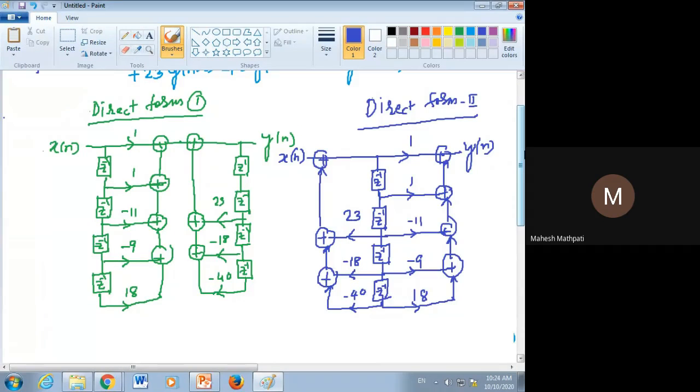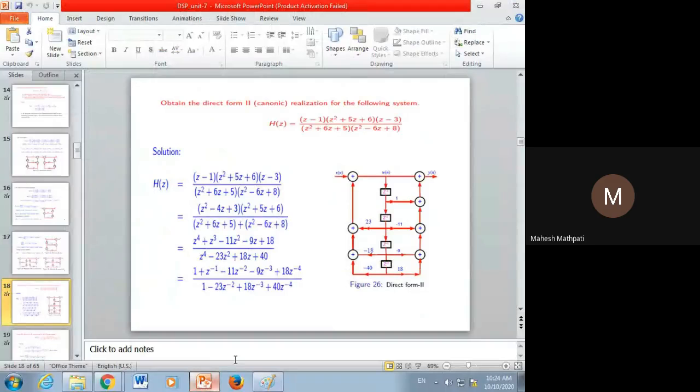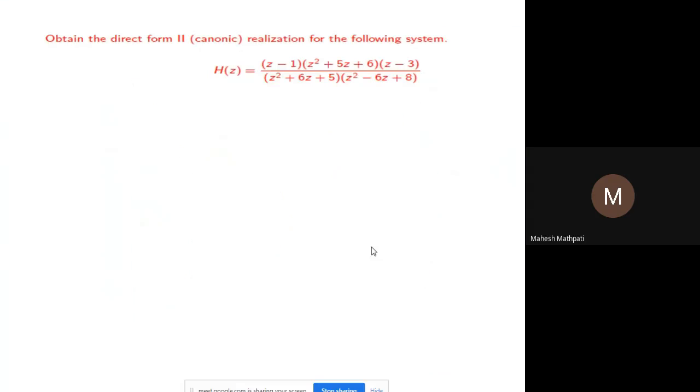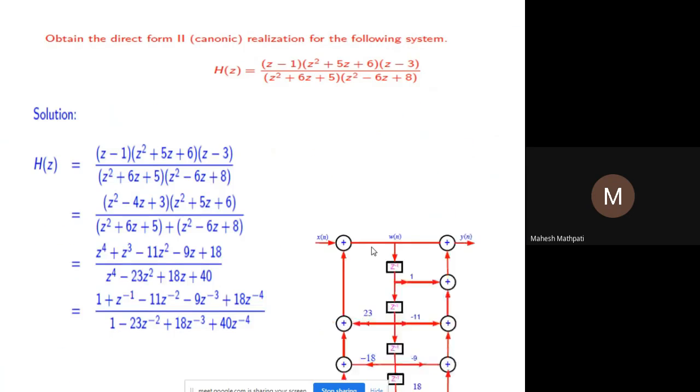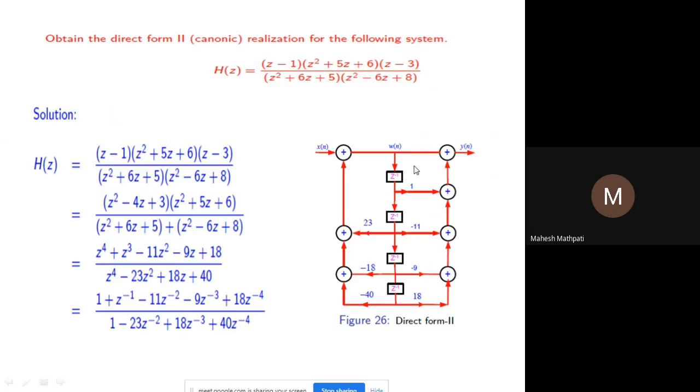Can I move to the next example? So this is the final diagram that he has drawn. Direct form 2, this diagram has come from him. He has directly taken direct form 2. So this is the diagram. Okay? Then we'll go to the next example.